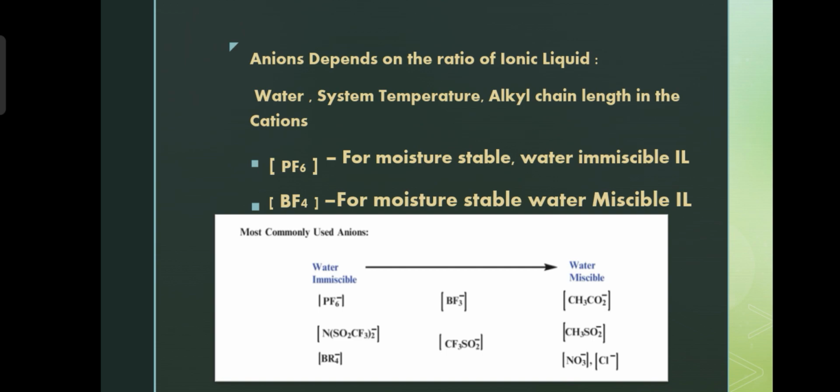You can see here water immiscible and water miscible. It depends on whatever we will use it for. So we have to choose whether it is hydrophobic or hydrophilic. That is, PF6 minus is water immiscible, that is hydrophobic, and CH3CO2 minus has a hydrophilic character. So these are the main things. We have to choose what to use with our cation.